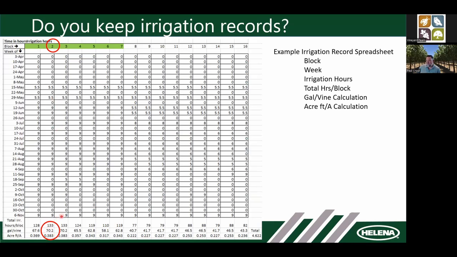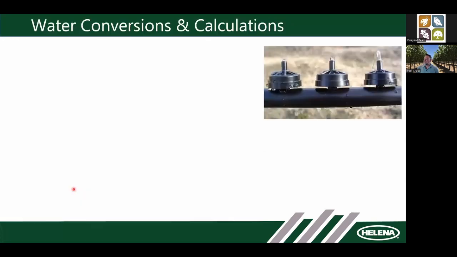And then based on the number of acres that I had, it was 0.38 acre feet per acre. I will show you all of that information here on how to calculate that in this next piece.